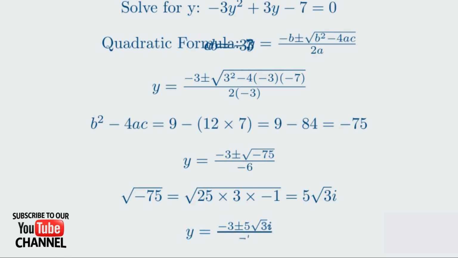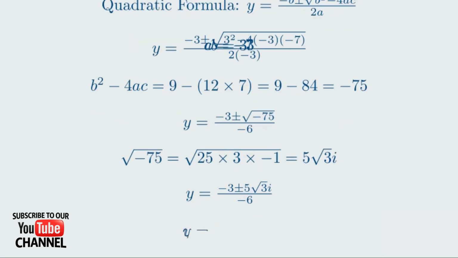We can simplify this further by dividing each term by minus 6. This gives us two solutions for y. y equals 1/2 plus 5i root 3 over 6, and y equals 1/2 minus 5i root 3 over 6. We've found the two values for y. Now we need to substitute back and find the corresponding values for x.